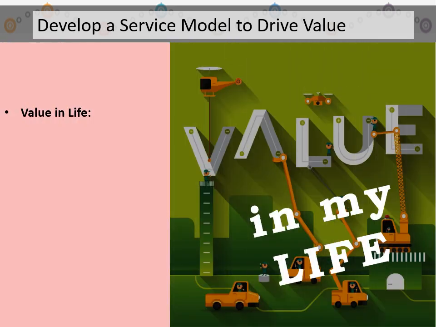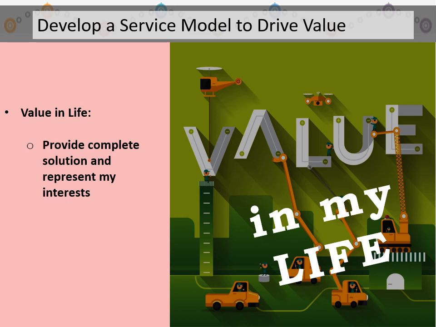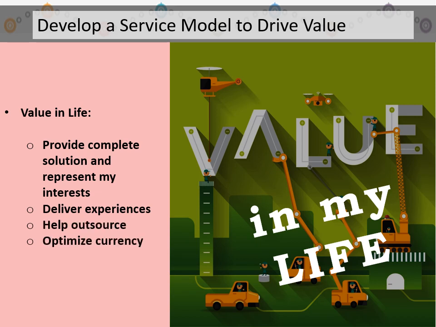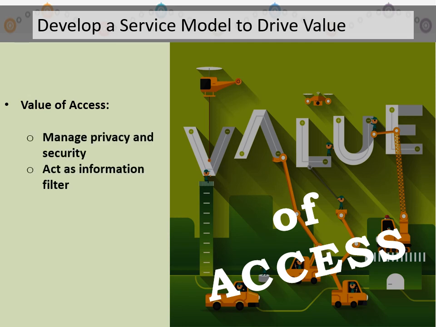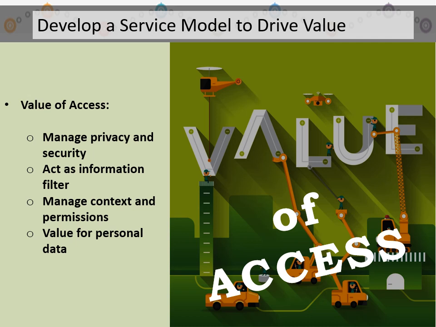Value in life. This involves provide complete solution and represent my interests. Deliver experiences. Help outsource. Optimize currency. Be a trusted partner. Value of access. This includes manage privacy and security. Act as information filter. Manage context and permissions. Value for personal data. Rewarding loyalty.